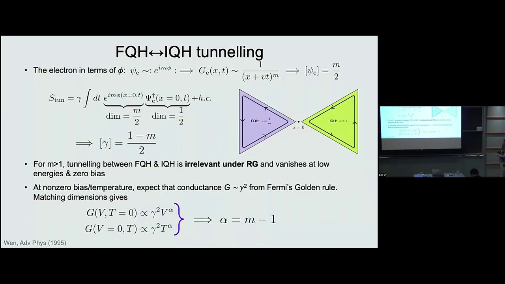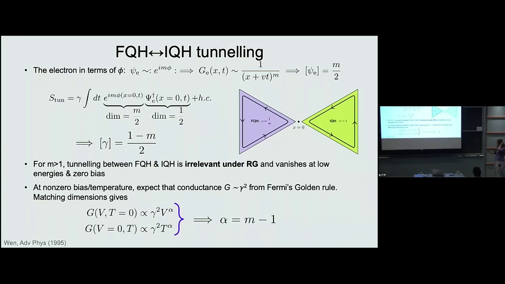And so, provided m is greater than 1, so we actually have a fractional quantum Hall state, that means that this tunneling is irrelevant in the renormalization group sense. So this is a weak perturbation that we don't need to worry about actually modifying the theory at low energies. It's going to, at 0 energy, flow to 0. But then that means that when we add either a non-zero bias, so a voltage difference across here, or else we have a finite temperature, we expect the result to be universal.